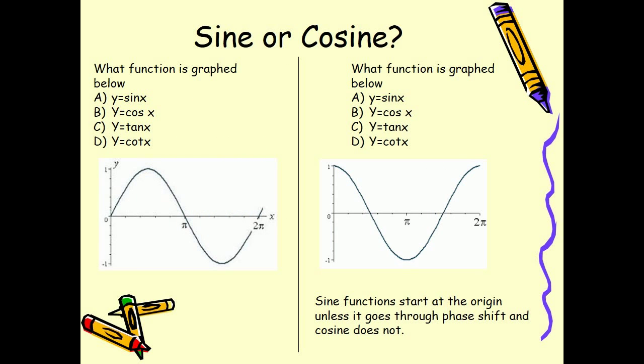What is the equation of the graph to the right? Because it starts at the origin, we know that the function graph is y equals the sine of x. What is the equation of the graph to the left? Because it starts at the max point, the function graph is y equals the cosine of x. Sine functions will start at the origin unless they go through any shifts, and cosine does not.